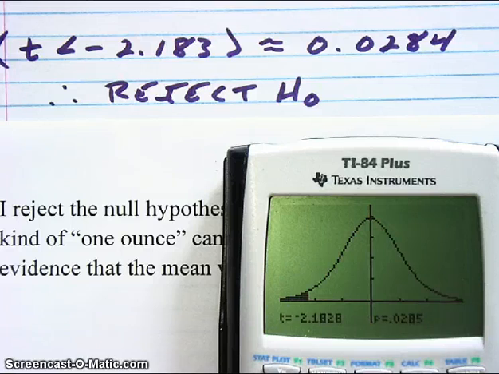And there you go, you see your t-statistic and your p-value, and you get a nice picture of the t-distribution with 9 degrees of freedom, and your p-value shaded over there in the corner.